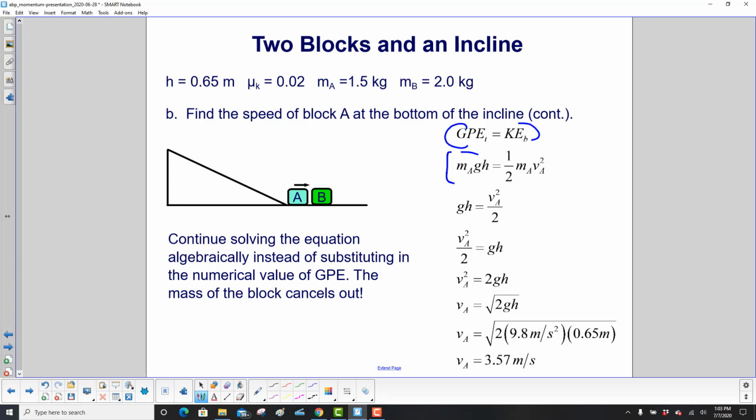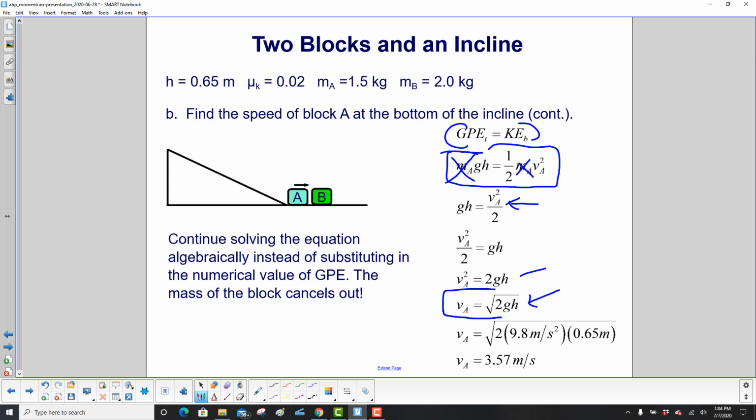Now we put in the equations, and it's all block A, so all the subscripts are block A. And the cool thing about this, once again, is that mass cancels out. The mass of the block doesn't matter to find its velocity. So we have gh equal to vA squared divided by 2. Flip that equation around because we want to solve for vA. vA squared over 2 is gh. Multiply both sides by 2, and then take the square root of both sides.